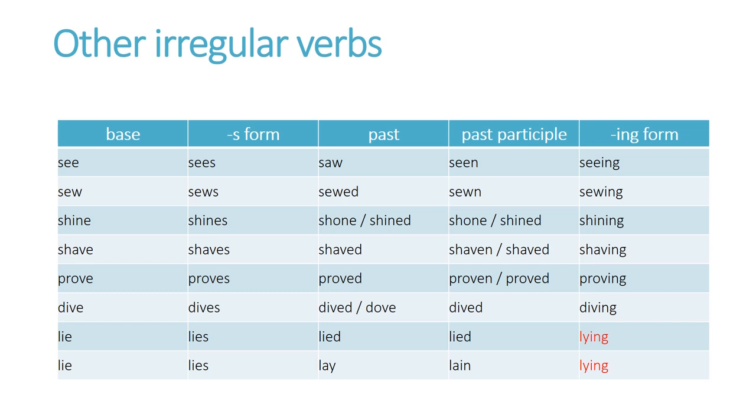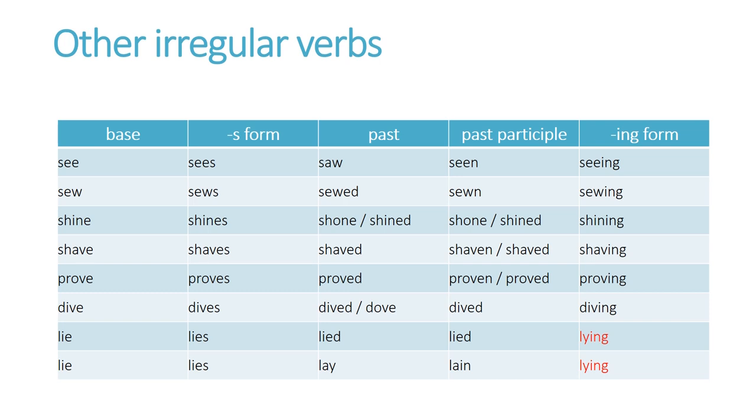Shave has a couple of different endings in the past participle. It follows a regular form in the past, shave, shaved, but in the past participle, some people say shaven, some people say shaved. With prove, there are also two different forms in the past participle, proven or proved. But the past is simply a regular verb ending: prove, proved, proven, or prove, proved, proved. Now, dive is interesting because most people say it as a regular verb: dive, dived, dived. But a lot of people will use dove in the past tense. I think it's because it's similar to drive and drove.